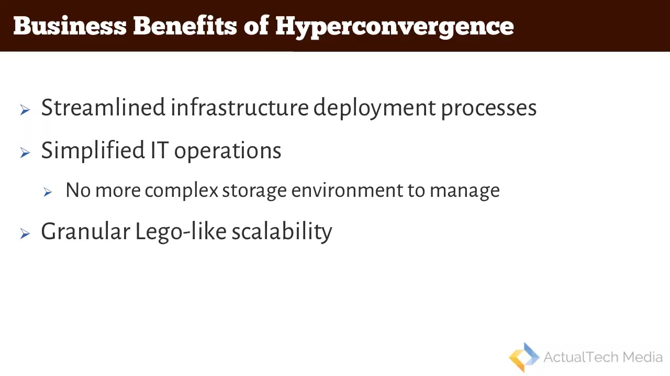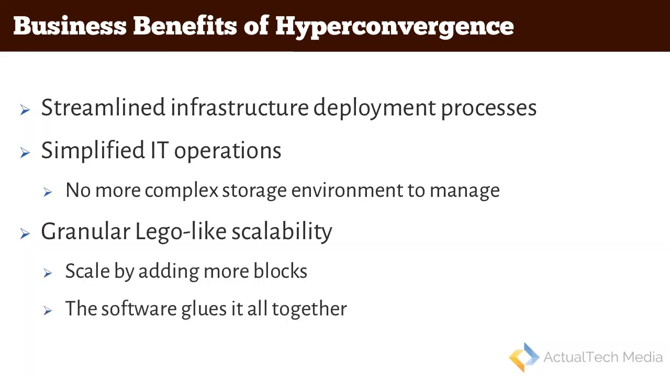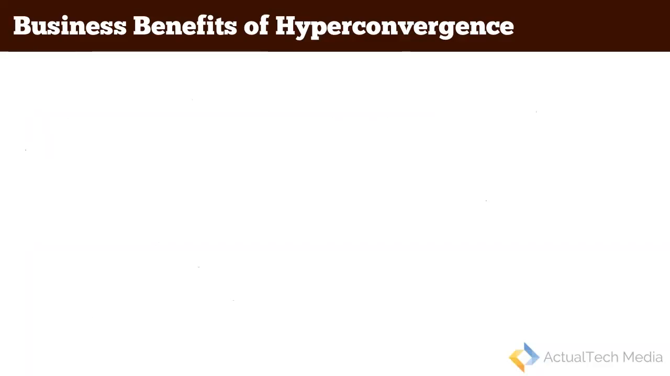Hyperconvergence can provide granular Lego-like scalability, where when you need to add more storage to that infrastructure that we looked at, you simply add another server to the compute layer, and with compute comes storage, or with storage comes compute, either one. A lot of hyperconvergence solutions also give you the ability to either scale up or scale out. So, look for that flexibility as well. So you scale by adding more blocks, and it's really this software-defined storage layer that glues it all together.